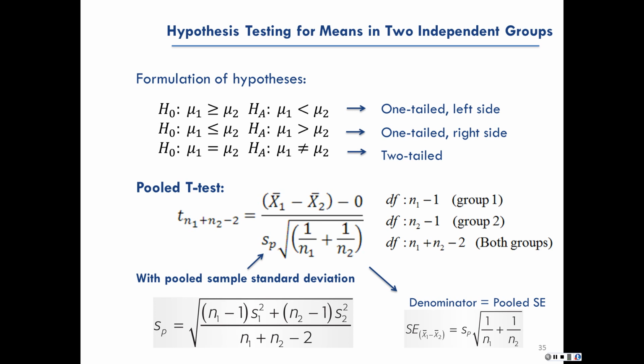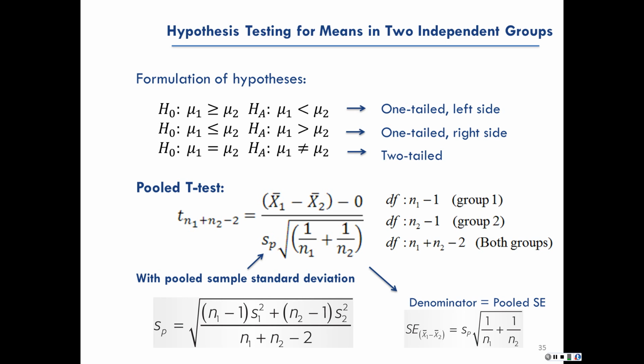In this case, what we actually do is called a pooled t-test. Again, we're using the t-distribution, which we discussed before and which you're familiar with by now. The formula for this t-test is shown there. The numerator is quite simple: it's sample mean 1 minus sample mean 2 minus 0. In the denominator, we have the pooled standard deviation multiplied by the square root of 1 over sample size 1 plus 1 over sample size 2.